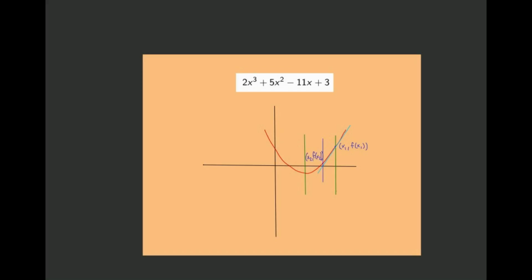And then we take f of x2 there, put a tangent line there, and then we get x3 and then x4, and those points are going to move closer and closer to the x-intercept, or the 0 of the function.